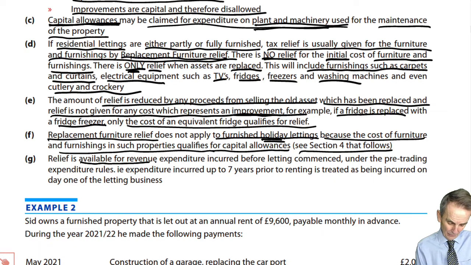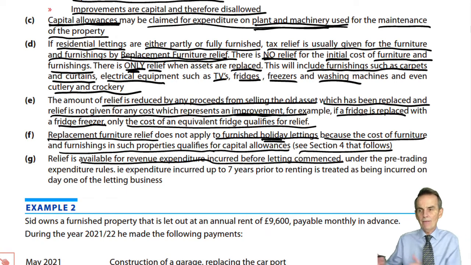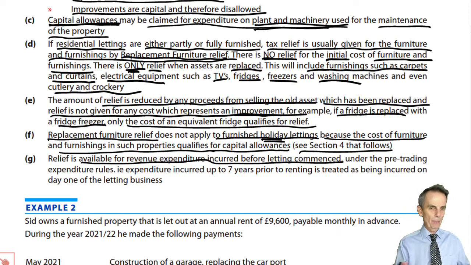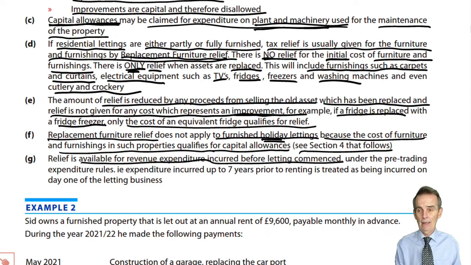Relief is available for revenue expenditure incurred before letting commenced. Obviously, before a tenant can go in, the property may need to be painted, windows repaired if they're broken. Again, a lock may be broken, it needs a replacement lock. There's an amount of work that may need to be done prior to the actual letting period. This is not a problem. It will apply the same basic rules as we apply when you set up a new trade, where again, you'll need to incur expenditure before you can actually start trading. You need to buy things before you can actually start to trade.